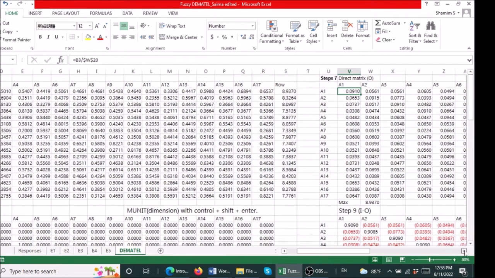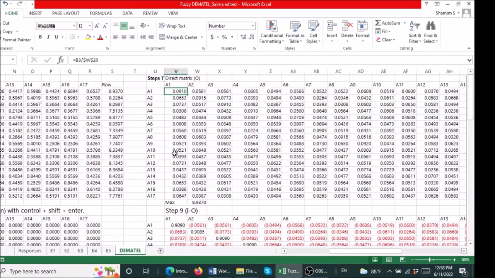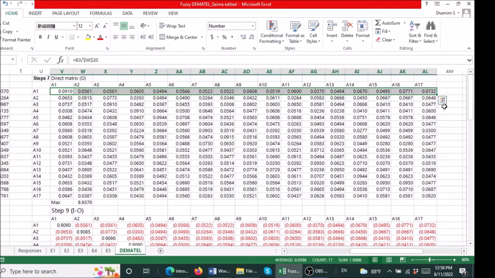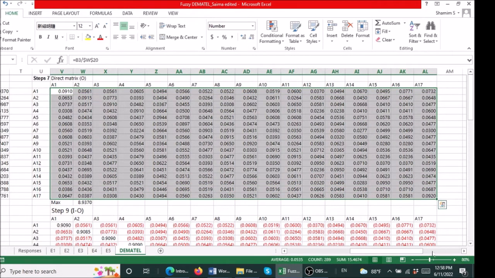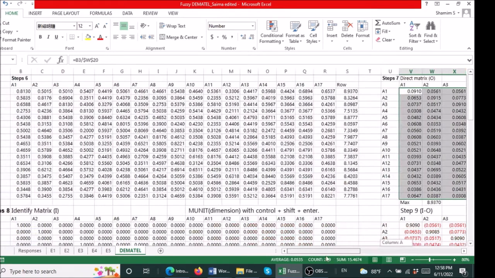Once we got this one, you must fix this cell by putting a $ sign, so we fix both the column and the row. But this one we should not fix, because it will be relative. So once you get the first one, you just drag it here this way, and then you do this way.